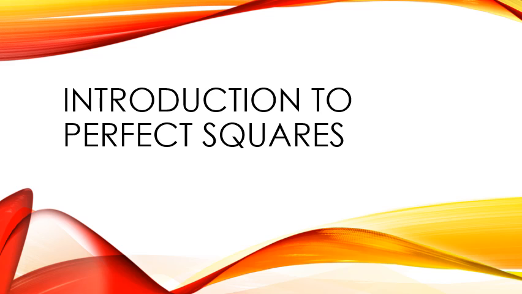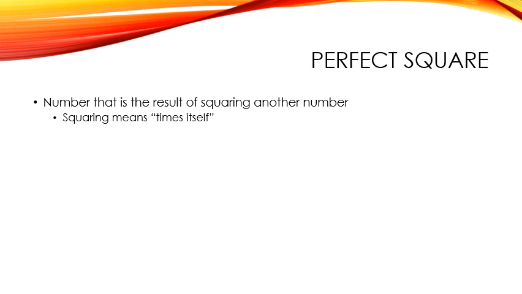This is an introduction to perfect squares. So what is a perfect square? It's a number that is the result of squaring another number. Remember, squaring means times itself. 100 is a perfect square.